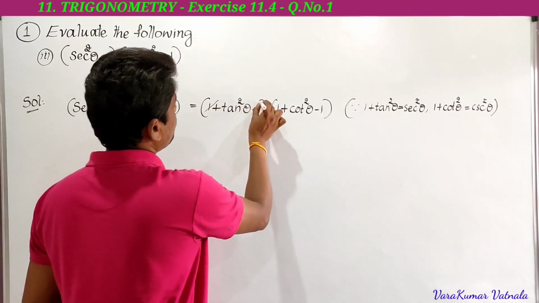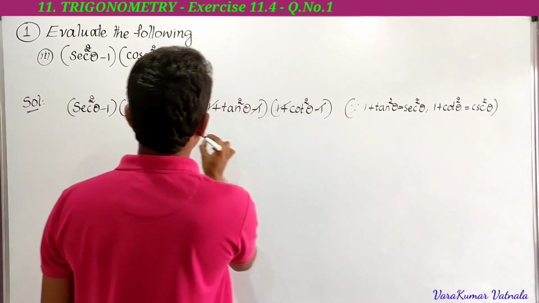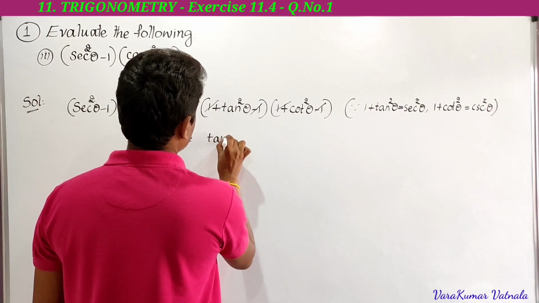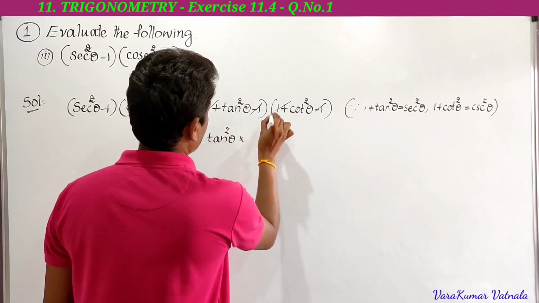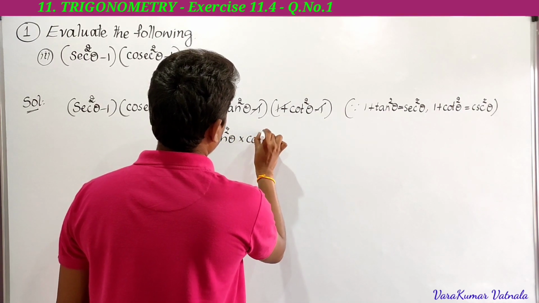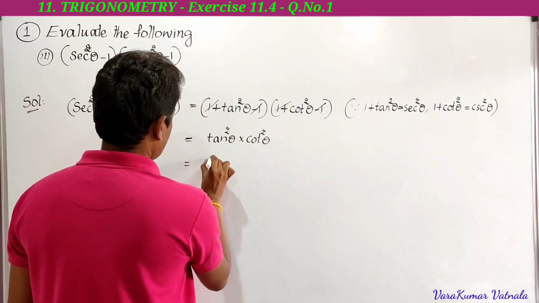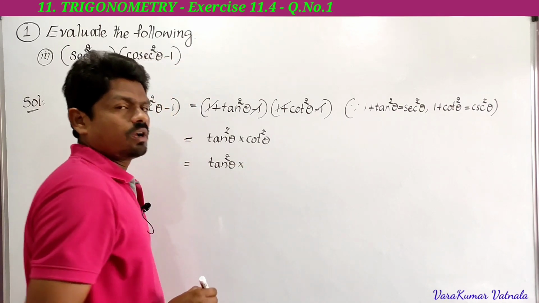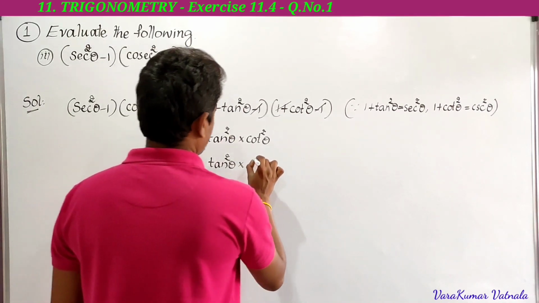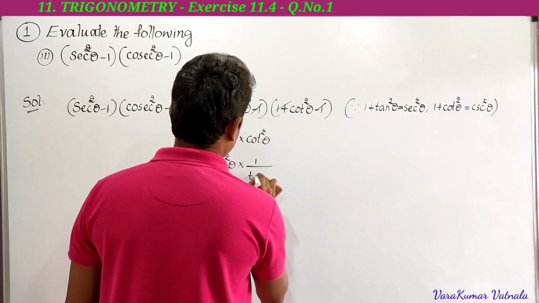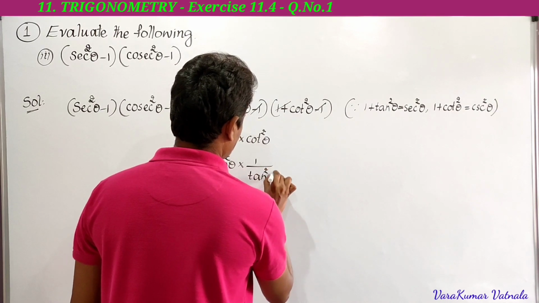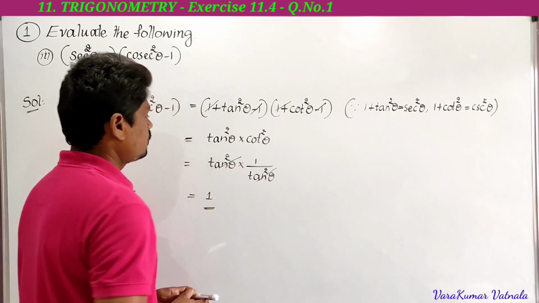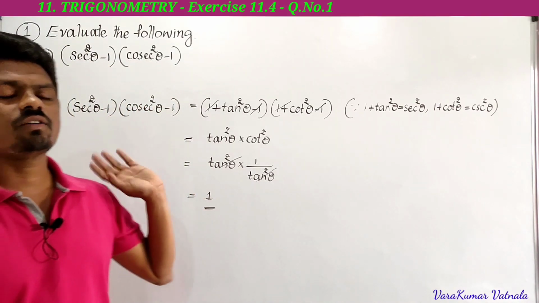So here plus 1 minus 1 gets cancelled, plus 1 minus 1 gets cancelled. So here tan square theta is there, write tan square theta into cot square theta. So next it is very easy. But we have cot theta equal to 1 by tan theta. So cot square theta can be written as 1 by tan square theta. So tan square theta gets cancelled, we get 1. So this is the third bit in the first problem.